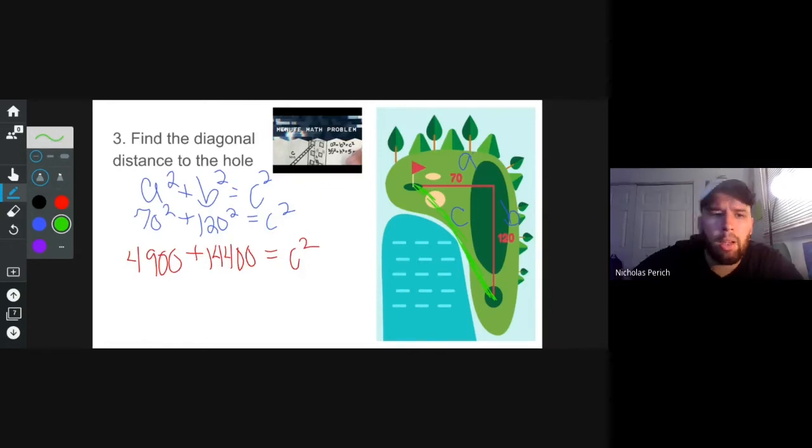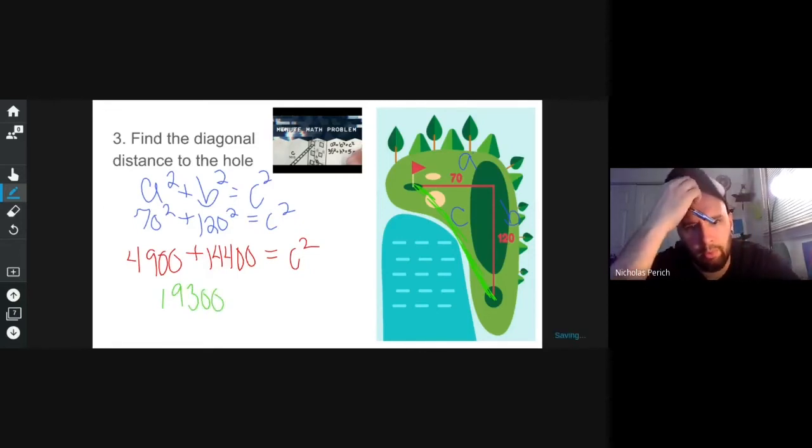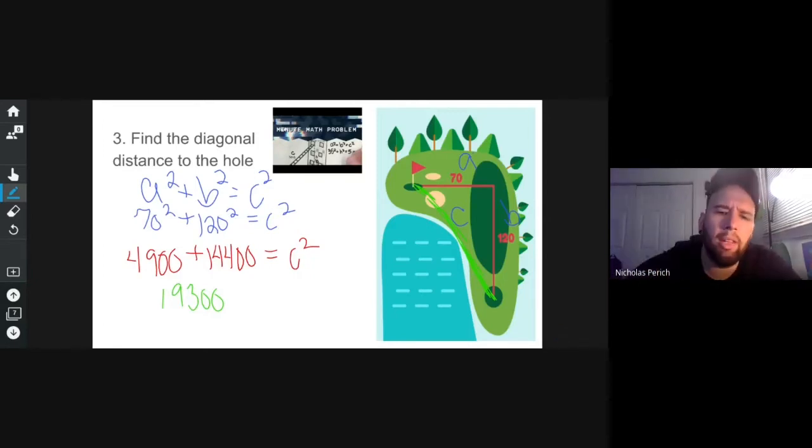49 plus 144 is, let me think, 49, why am I blanking here? 192? No. Yeah, no, 193. Doesn't seem right, but I think it is. That's going to equal C squared.